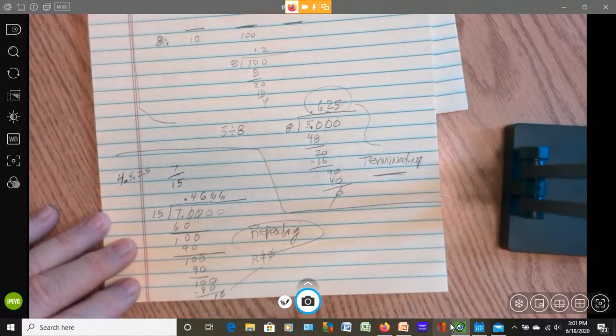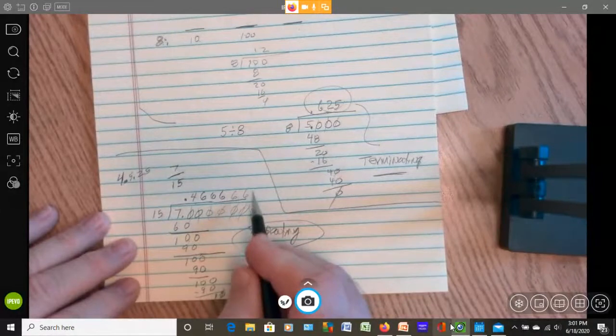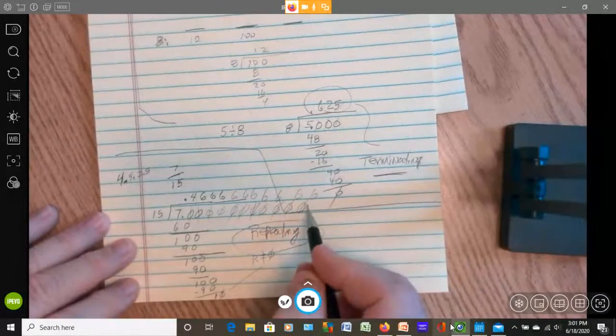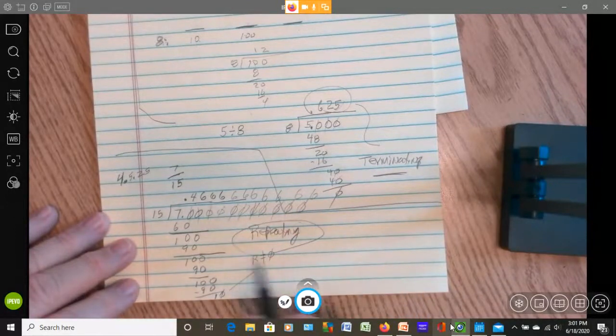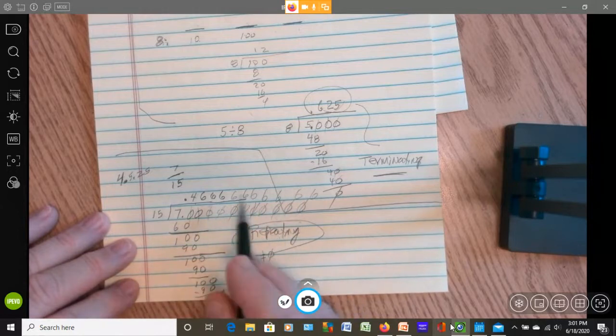What does that mean? It just means if I sat up here all day and all night and just kept putting in zeros, I'd be driving you and me nuts. Please notice these 6's keep repeating. So it's a repeating decimal.